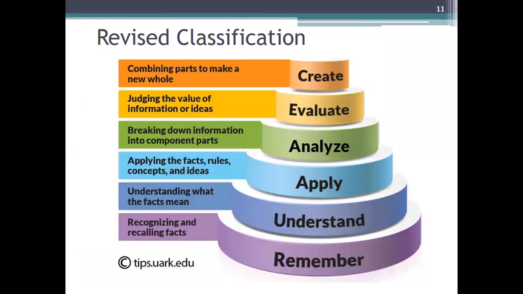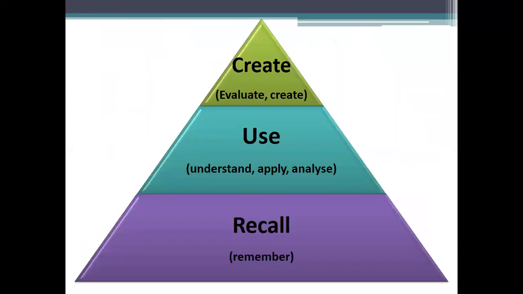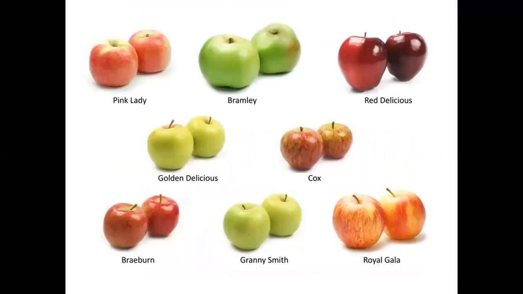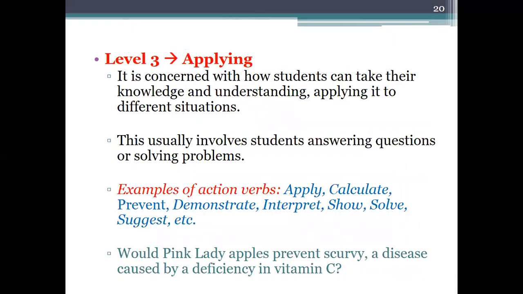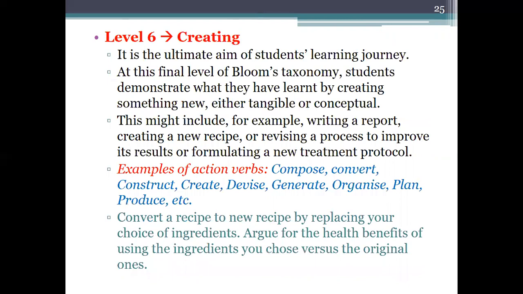We talked about the revised classification of the Bloom taxonomy, which is known as the modified or the revised Bloom taxonomy, and discussed the changes between the old version and the new version. Then we discussed the action verbs of each level of the Bloom taxonomy, taking an example of an apple to discuss each level: remembering, then understanding, then applying, analyzing, evaluating, and the last one, creating.